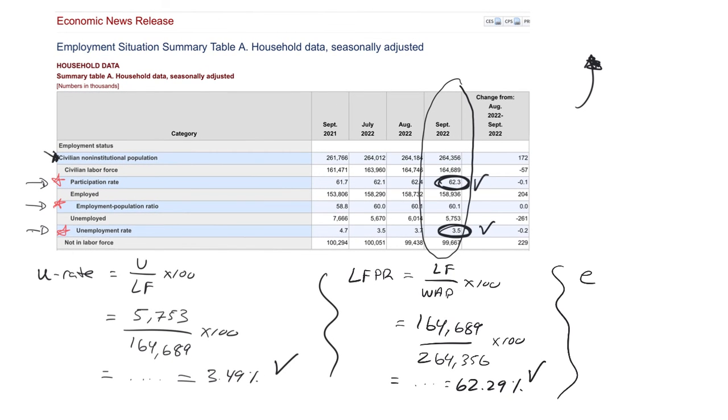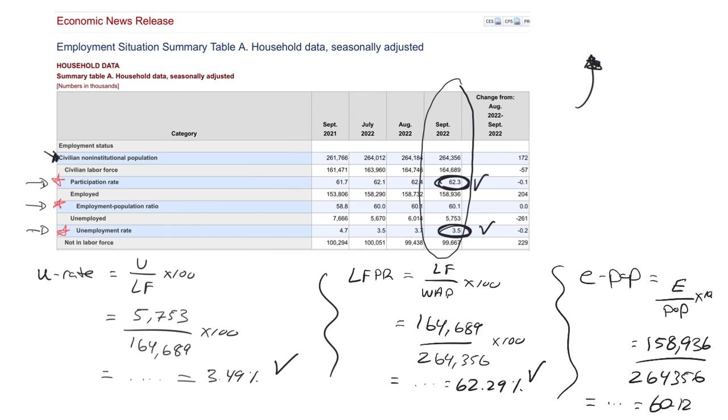So over here, we know my employment to population ratio is just going to equal that total number of employed over that population. Again, multiplied by 100 to get it into that rate that we're looking for. Employment up here we see is 158,936 divided by that population, 264,356. And what do we get when we plug that into our calculator? 60.12%. Oh, 60.1. Yep, we got that one right as well.